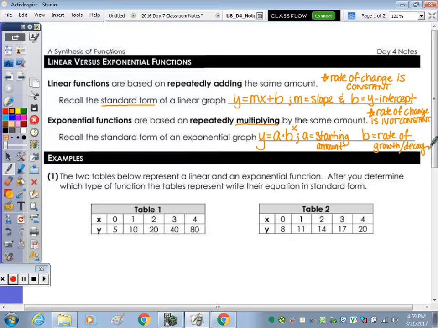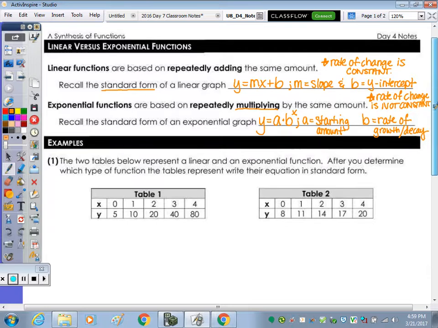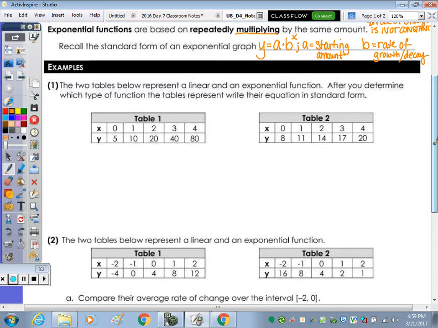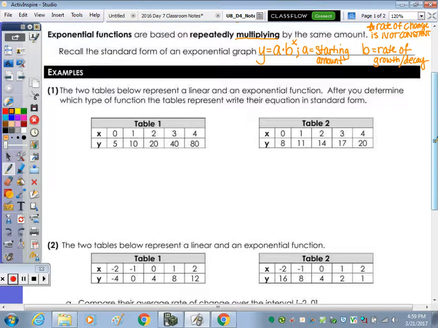So we have two examples. It says the tables below represent a linear and an exponential function. After you determine which type of function the tables represent, write their equation in standard form. So if we look at table number 1, the x's are increasing consecutively, 0, 1, 2, 3, 4. They differ by 1. And in table 2, the x values also increase by 1, in consecutive order of 0, 1, 2, 3, and 4.